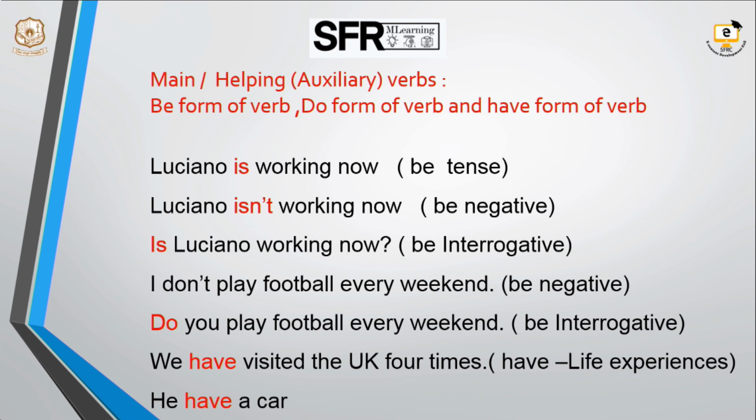"Luciano is working now." In the sentence, there are two verbs. Can you tell me which are the two verbs? Is and working are the two verbs. Which is the main verb? The main verb is working because that shows the action that is happening. So what about is? What is it doing? Is is a helping verb that shows the tense of the sentence. We know that Luciano is working now because we said is.